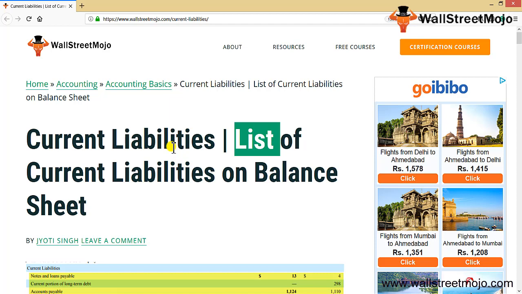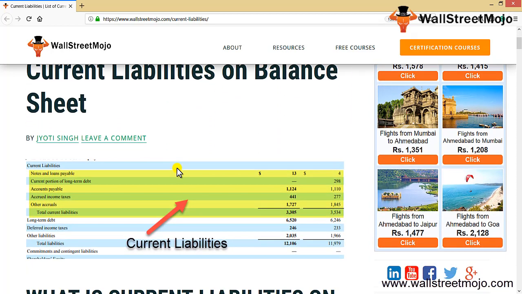Friends, today we are going to learn a tutorial on current liabilities and the list of the current liabilities on the balance sheet. At the very inception, let's look at how it really looks. When we see the current liabilities, we see a couple of things like notes and loans payable, current portion of the long-term debt, accounts payable, accrued income taxes, and other accruals, which gives us the total current liabilities. So let's get into the nitty-gritty of the same.